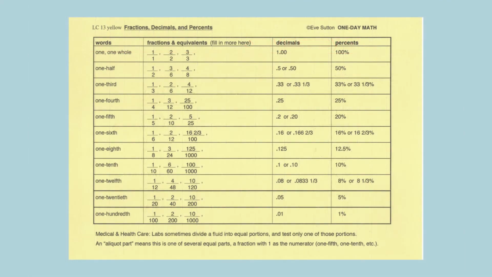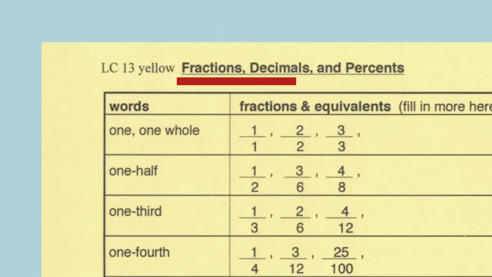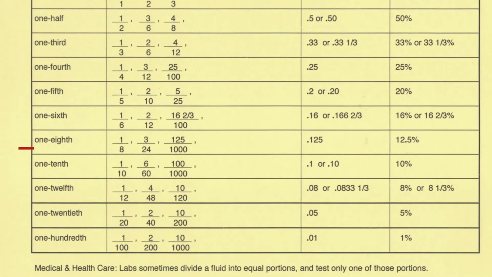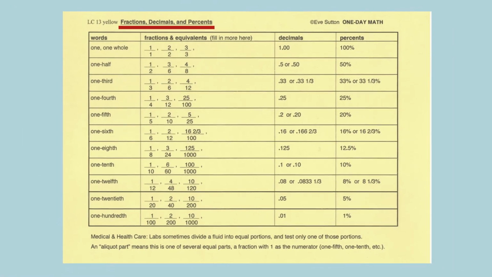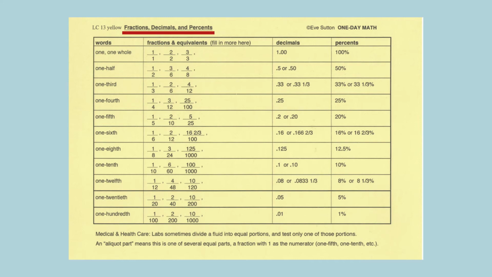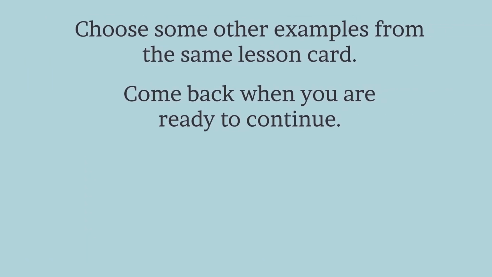You should choose fractions from the lesson card titled Fractions, Decimals, and Percents, and check your answers using that lesson card. Start with 1/8. Practice converting 1/8 to 0.125, then to 12.5%. Next, choose some other examples from the same lesson card. Come back when you are ready to continue.